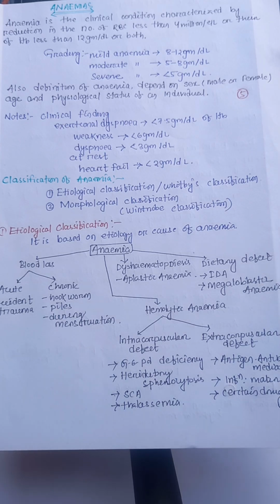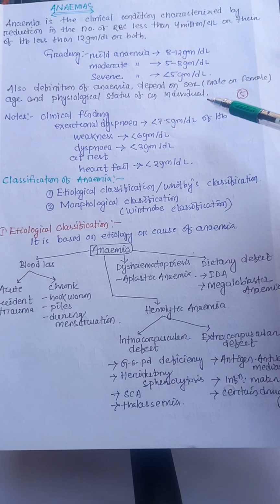And if we divide anemia into a grading system, mild anemia is 8 to 12 gram per deciliter, moderate is 5 to 8, and severe is less than 5. Also, the definition depends on sex, male or female, age, and the physiological status of the individual.